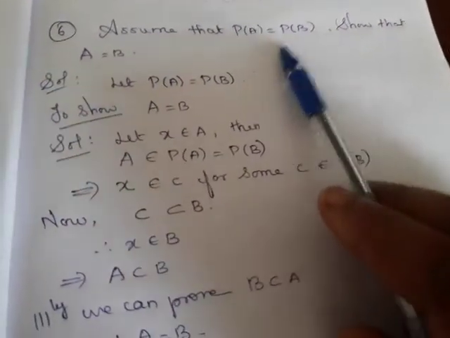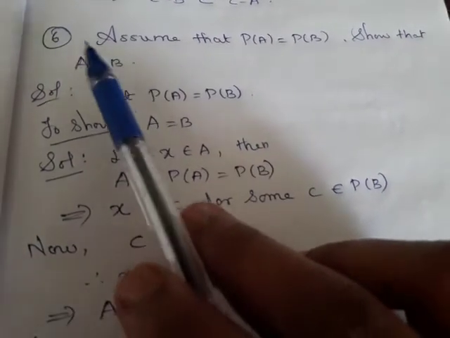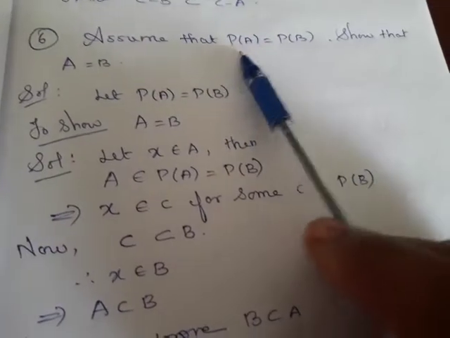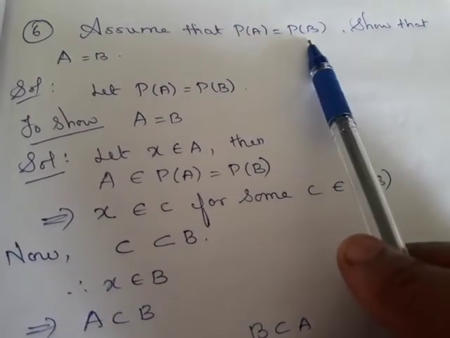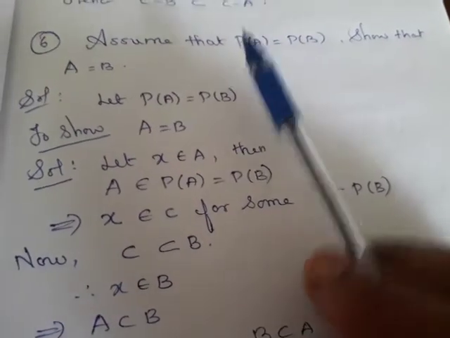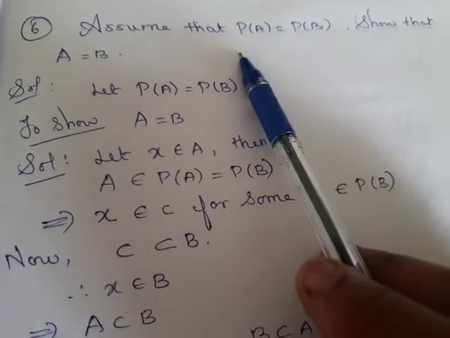Assume that P of A equal to P of B. Show that A equal to B. We need to prove two sets are equal. What is P of A and P of B? P of A is the power set of A. P of B is the power set of B. What are the elements that will be there in a power set? All the subsets of that set, right?